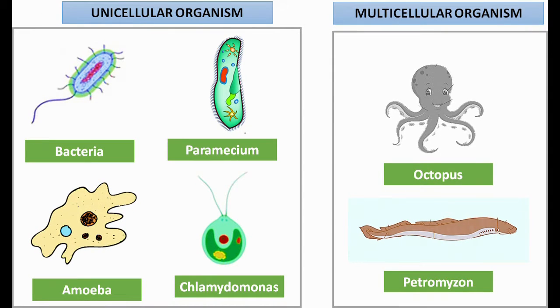Cells are divided into two types, unicellular organisms and multicellular organisms. Unicellular organisms are organisms which consist of only one cell. Multicellular organisms consist of many cells. Examples of unicellular organisms are bacteria, paramecium, chlamydomonas, and amoeba. Examples of multicellular organisms are octopus, petromyzon, and we human beings are also of this kind.